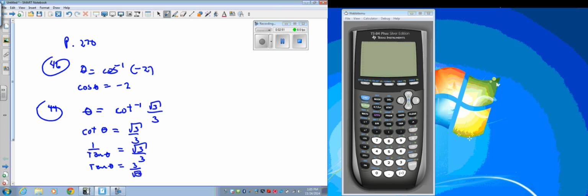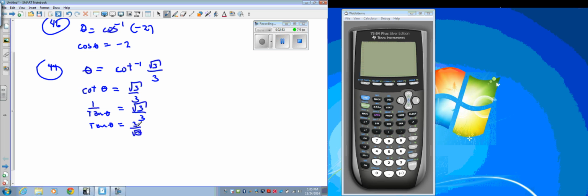At this point, you can either figure out what theta is just by figuring this out, or I have to rationalize the denominator. I've got to get rid of the square root of 3, so you multiply by the square root of 3 over the square root of 3. I'm just going to see what kind of number I'm dealing with. So this is 3 square root of 3 over 3. So that's what I have, right?